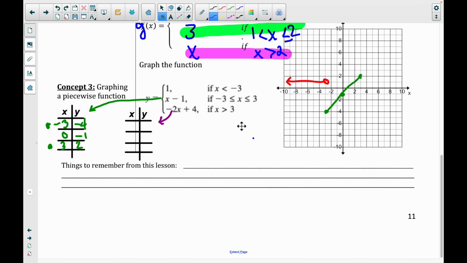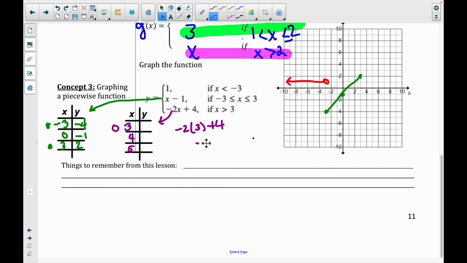So again, for my table of values, I want to look at the interval where it's defined. It is defined if x is greater than 3. So that means I can do anything greater than 3: 3, 4, 5, 6, whatever. And my 3 needs to have an open dot, so I'm going to put that there to remind myself that's supposed to be an open dot. Now I need to take each of those, plug them in, and find my y.